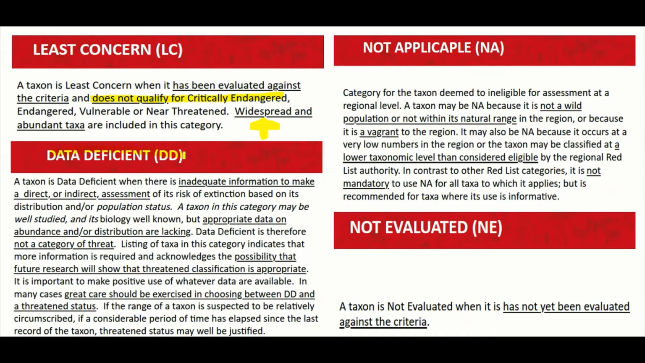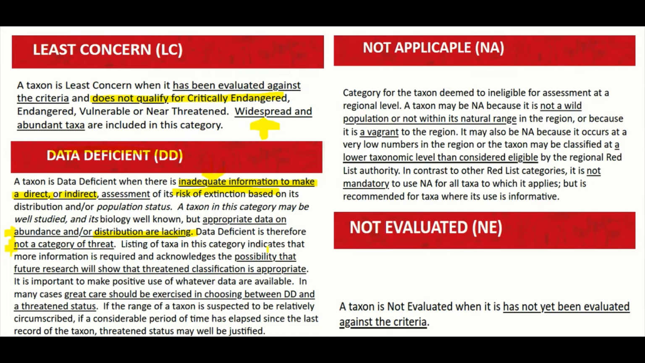We have what we call data deficient. Data deficient, of course, even from the word, means inadequate information to make a direct or indirect assessment of its risk of extinction based on its distribution and population status. There isn't enough information about a certain taxon. A taxon in this category may be well studied and its biology known, but appropriate data on how many they are, the abundance, and the distribution within a certain geographical area is lacking. So data deficient is therefore not a category of threat. It just means that we don't have enough information.